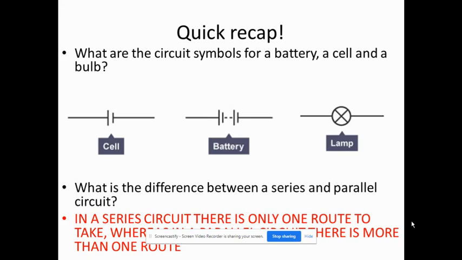Okay, so what you should have had is that these are the symbols for a cell, a battery, and a bulb or a lamp. And then what's the difference between a series and a parallel circuit? In a series circuit, there's only one route to take, whereas in a parallel circuit, there's more than one route. That's the main distinction between series and parallel circuits.